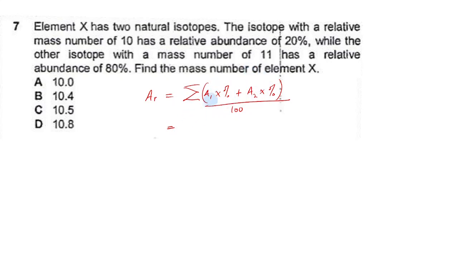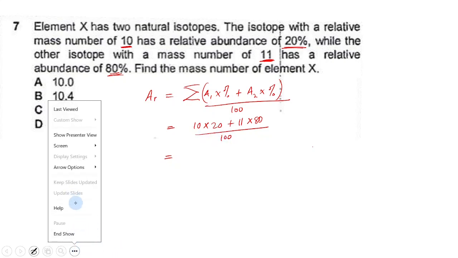For the first one, the atomic mass is 10, times the percentage abundance, which is 20. Then plus the second one, whose atomic mass is 11, times its percentage abundance, which is 80. Then we put it over 100. Once you have this, you start evaluating.